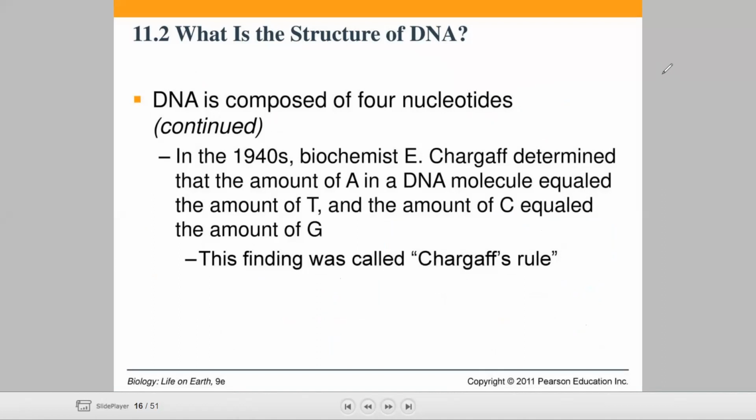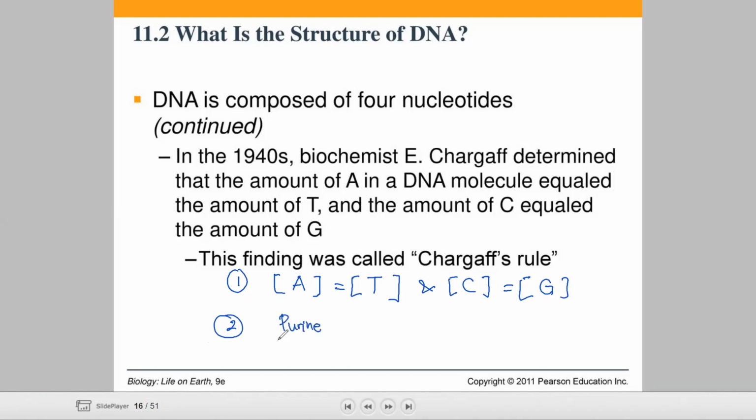So, with a mathematical equation, it is simple. The amount of A is always the same as the amount of T, and the amount of C is equal to the amount of G. So purine over pyrimidine, the ratio will always be close to 1.